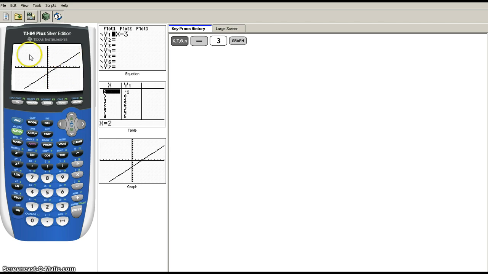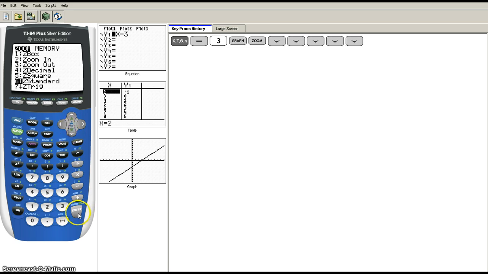Now, if your window does not look like my window, and what I mean by that are the dimensions, I'm in a standard 10 by 10 window. So if your window does not look like this, I want you to click zoom and 6 to where it says standard, and then hit enter. That's going to adjust your window so that it is standard 10 by 10 window. And you should just get in the habit of doing that every time before you start graphing. If you happen to zoom in or zoom out, then it adjusts your window settings. So zoom 6 gets you back to the standard window.